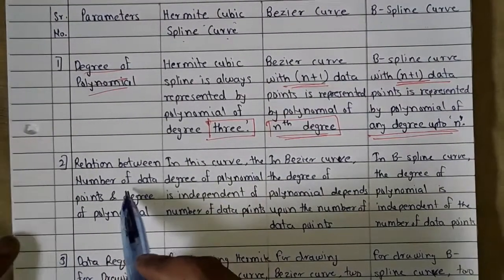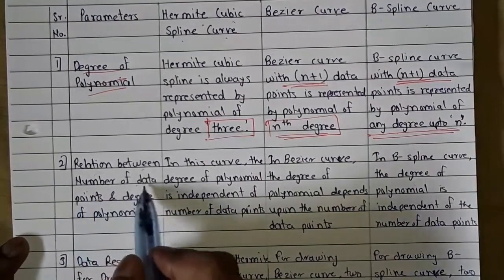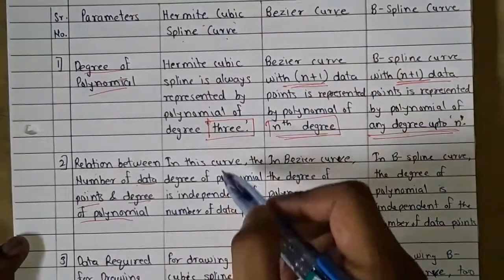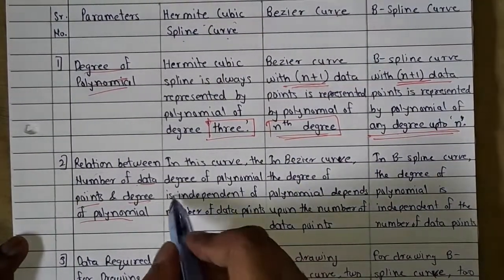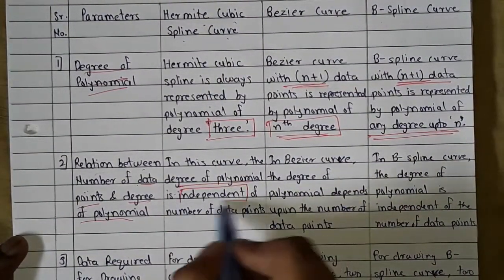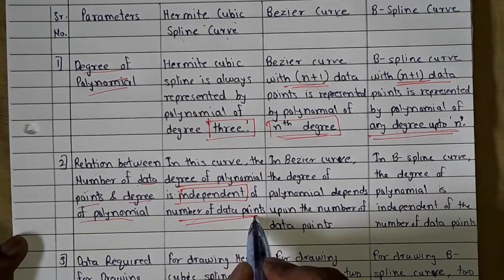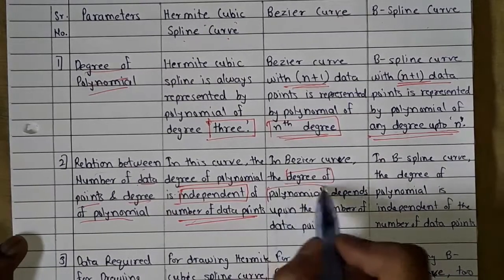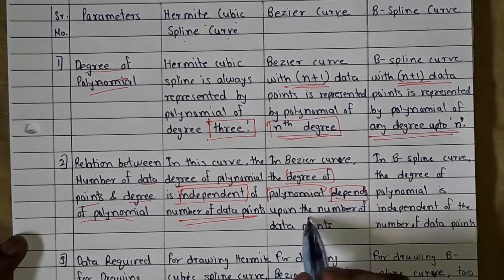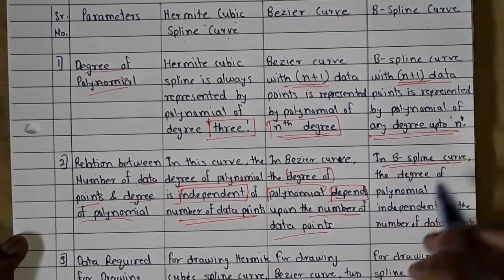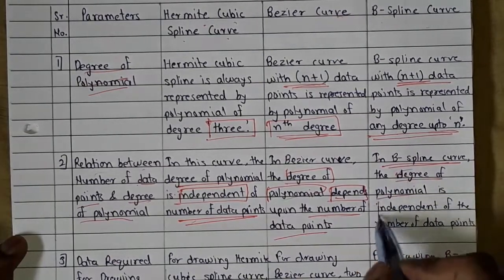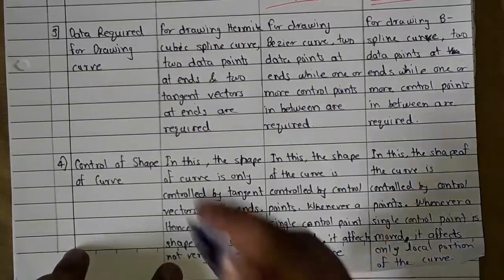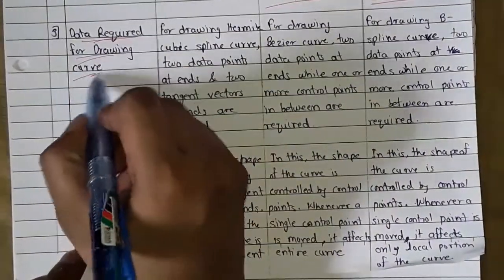The next parameter is the relation between the number of data points and the degree of polynomial. For Hermite cubic spline curve, the degree of polynomial is independent of the number of data points, and for Bezier curve, the degree of polynomial depends on the number of data points, and for B-spline curve, the degree of polynomial is independent of the number of data points. Next parameter is data required for drawing the curve.